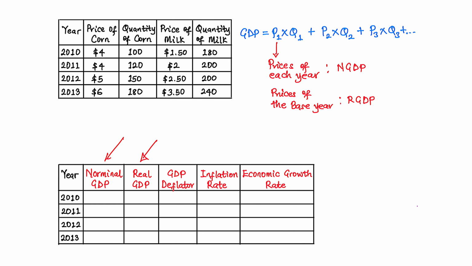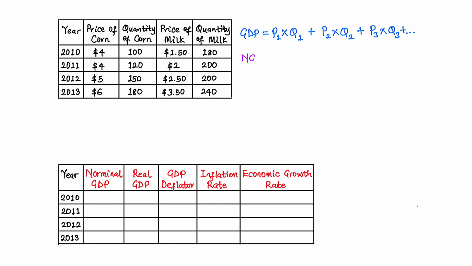Now, let's calculate the nominal GDP. Nominal GDP for the first year, which is 2010, we simply say the price of the first good, which is corn. So the price of corn multiplied by the quantity of corn plus the price of the second good, which is milk, multiplied by the quantity of the second good. So price of corn multiplied by quantity of corn, that's the first good, plus the price of milk multiplied by the quantity of milk.